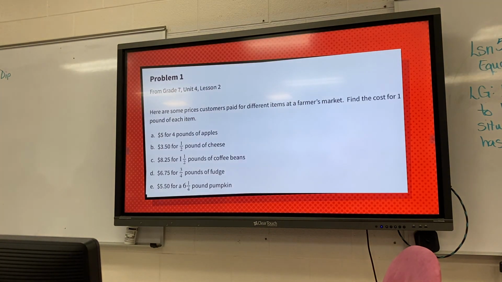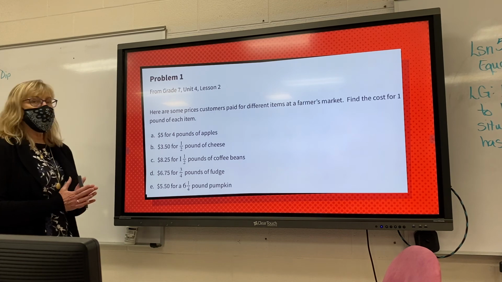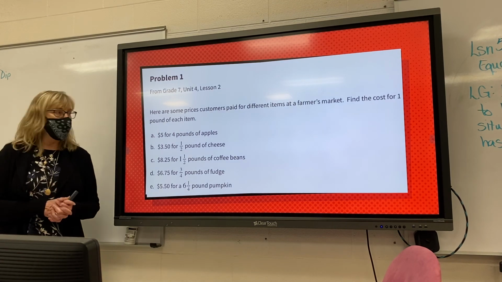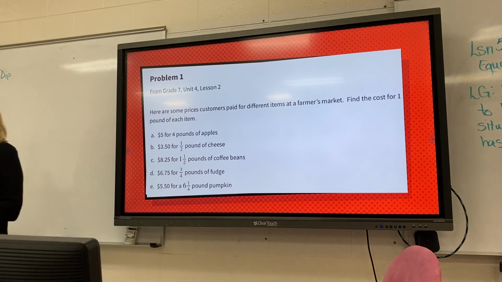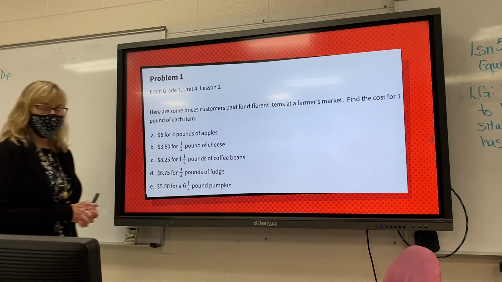Problem number 1. Here are some prices customers paid for different items at a farmer's market. Find the cost for 1 pound of each item. I'll be happy to let you use your calculators if you would like. In the chat, tell me how much it costs for 1 pound of apples if I paid $5 and bought 4 pounds. In the chat, tell me how much. Do not hit enter.